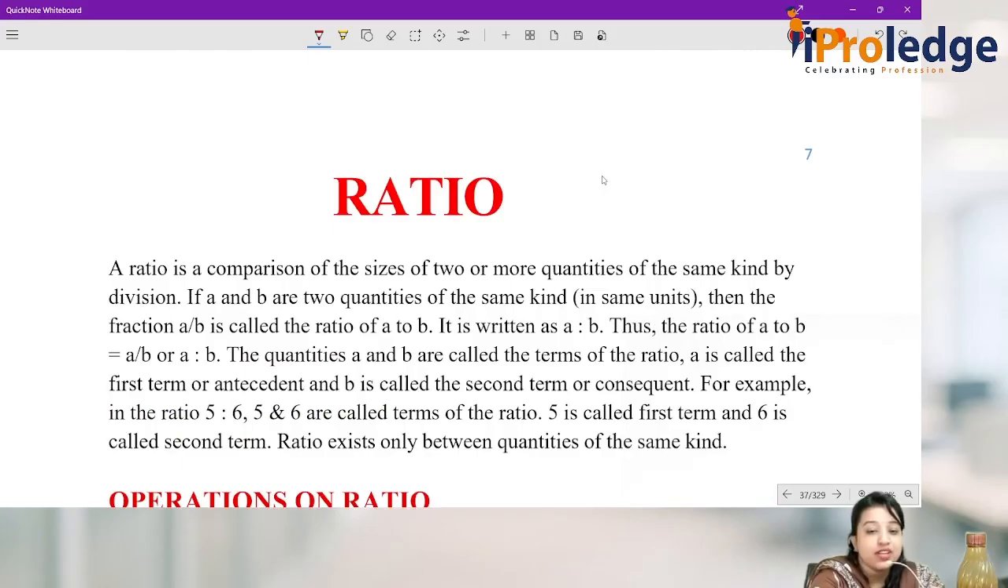And what are the tricks we are using in the ratios? Like we are comparing the decimals. Decimals comparison ಮಾಡ್ತೀವಿ. Correct ಅಲ್ಲ?